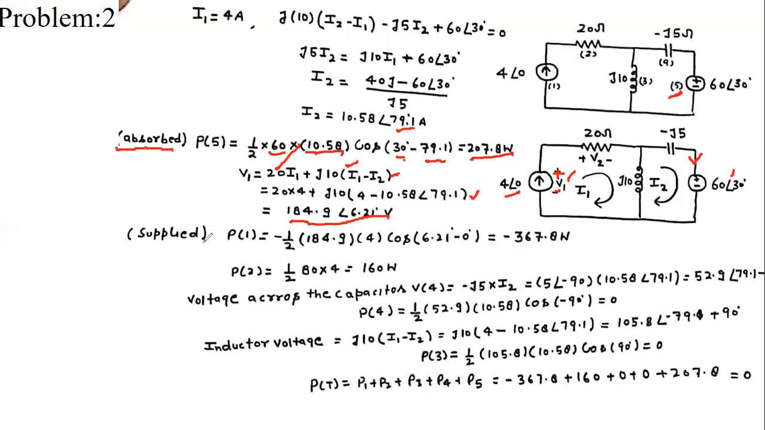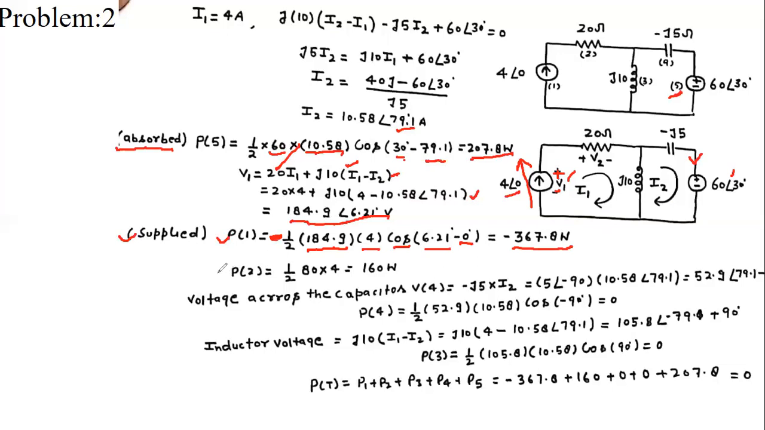Okay, now the power of the source P1. Here we have written it as supplied. Always remember, supplied means the current enters from the negative terminal to the positive terminal, and it will always take the negative sign. So here we have shown the negative sign. So this is half. The voltage value is 184.9. Current is 4 ampere. Cos theta, where the V angle is 6.21 and the I angle is 0. So this is the value of my source power P1.